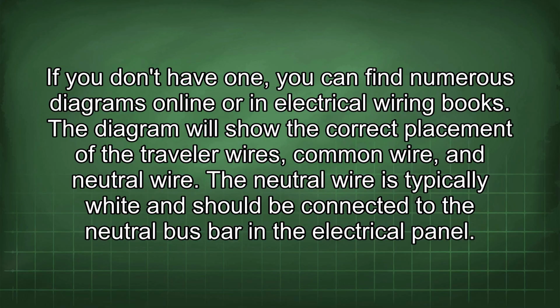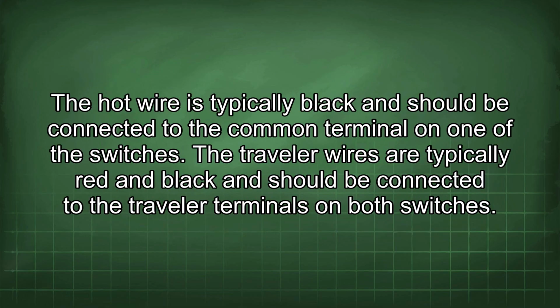The neutral wire is typically white and should be connected to the neutral bus bar in the electrical panel. The hot wire is typically black and should be connected to the common terminal on one of the switches. The traveler wires are typically red and black and should be connected to the traveler terminals on both switches.